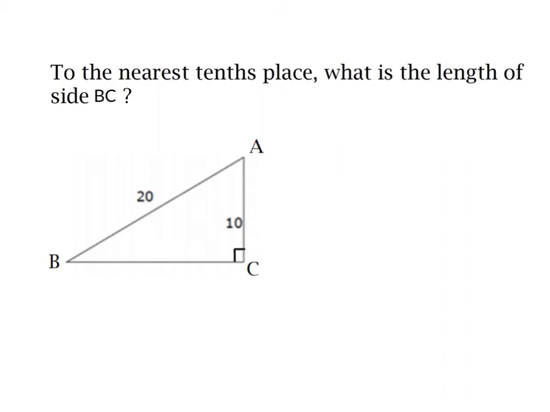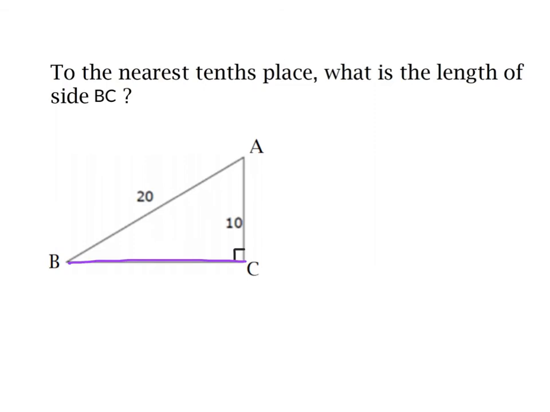Again, take a moment, pause, copy down, and label this triangle. So it says to the nearest tens place, what is the length of side BC? So it doesn't say X now, so we need to identify what side is BC. Just go to the letters. Here's B on the left and C. So that's the side I'm missing.